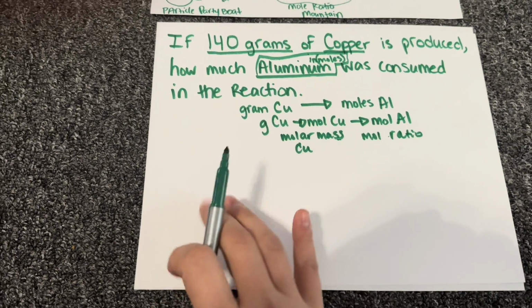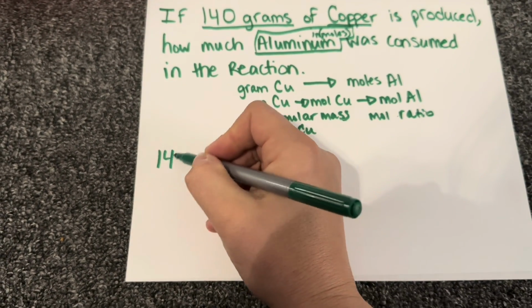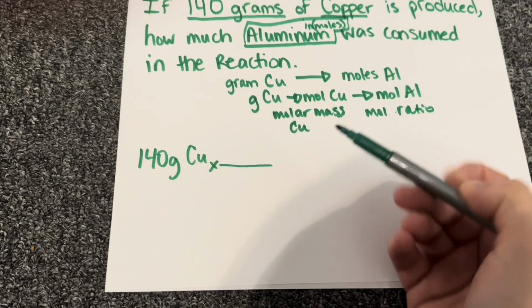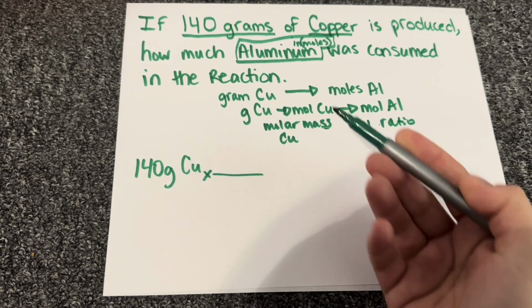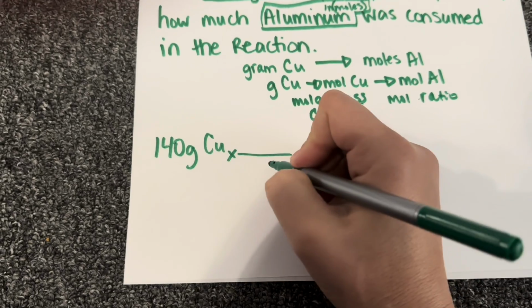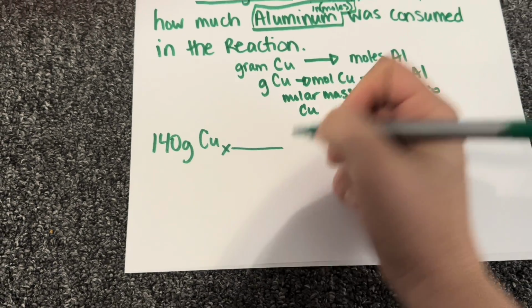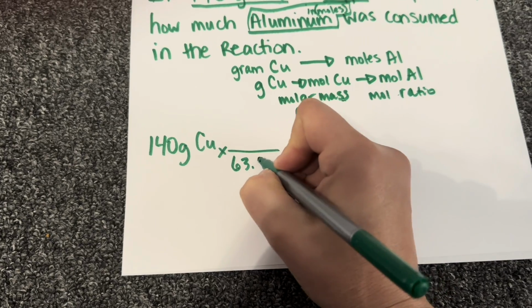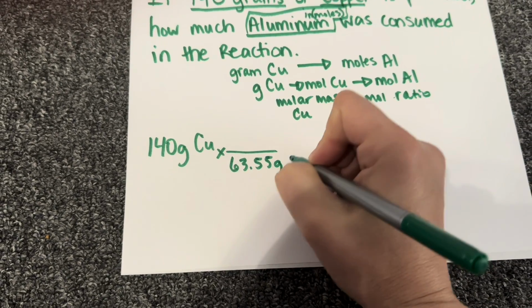So let's apply that now. So we start out with 140 grams of copper. My first step here is to go to moles of copper. So I've got to have the molar mass on the bottom, because the molar mass is in grams. So our molar mass of copper is 63.55 grams.